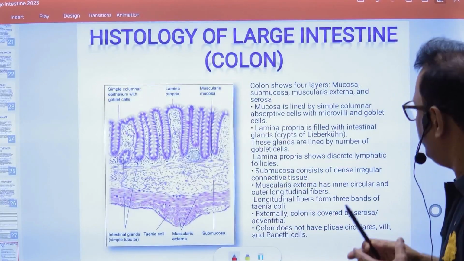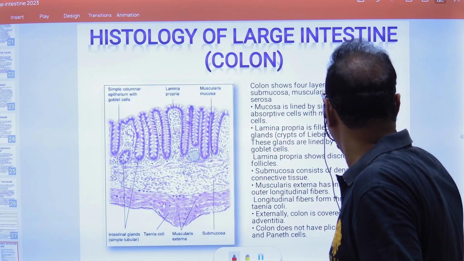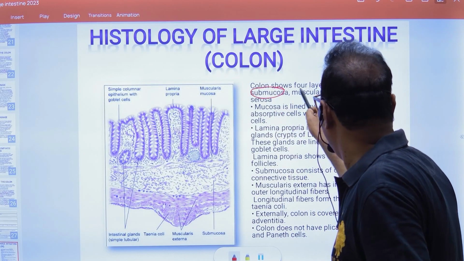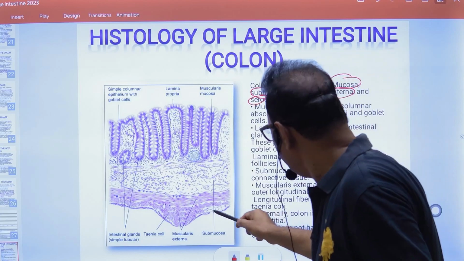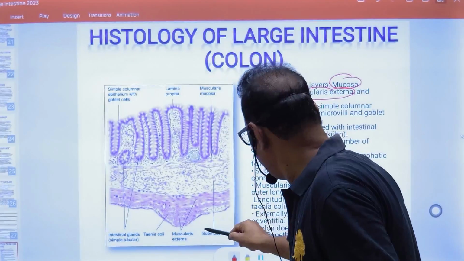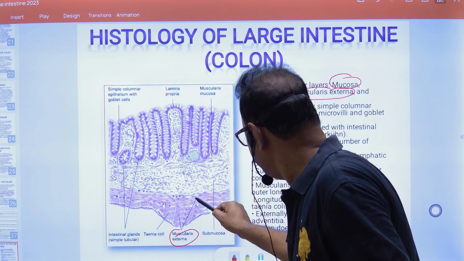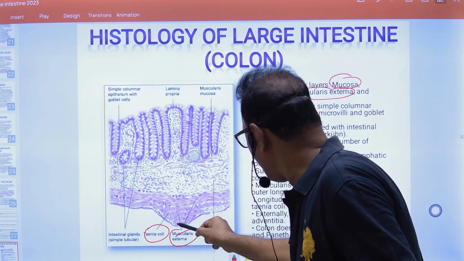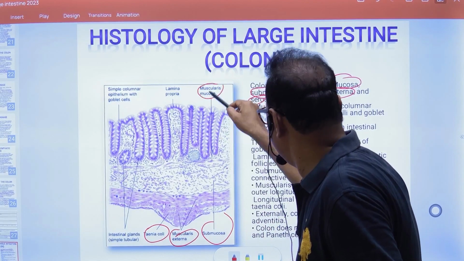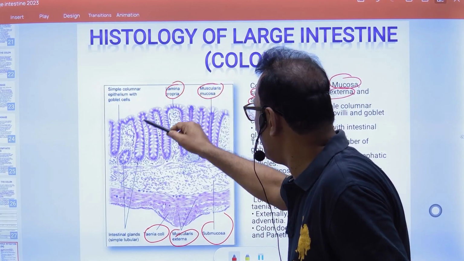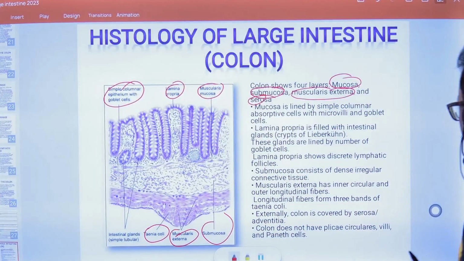Finally, the histology of the large intestine. So, four layers: the mucosa, the submucosa, the muscularis externa, and the serosa. We will see the four layers. This is the muscularis externa, and this one, the taenia coli, is on the outer side. This is the submucosa over here. This is the muscularis mucosae, this is the lamina propria, and this is the simple columnar epithelium with the goblet cells.